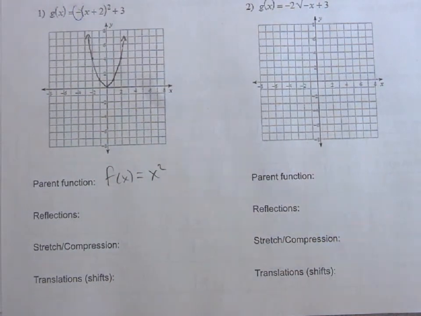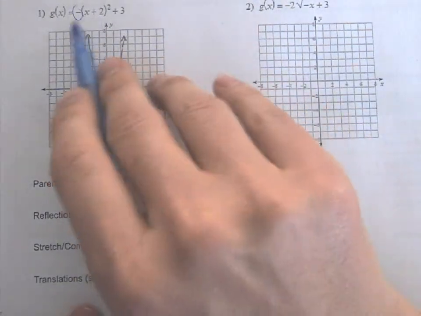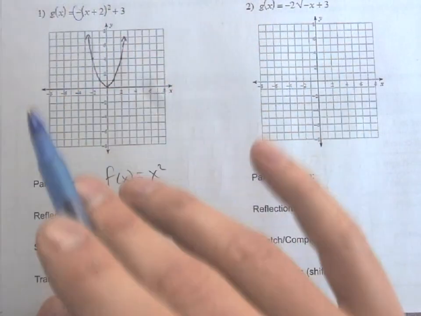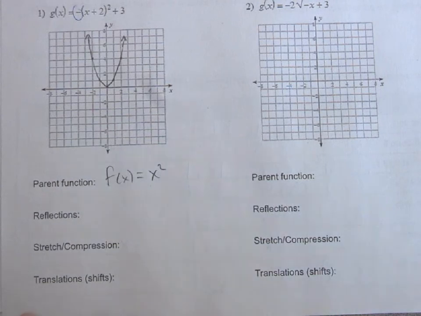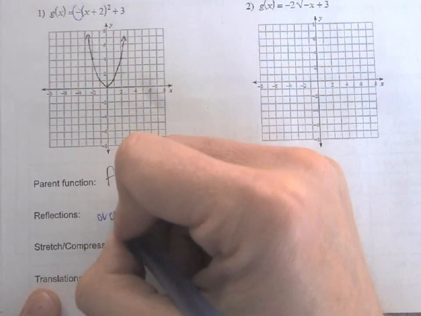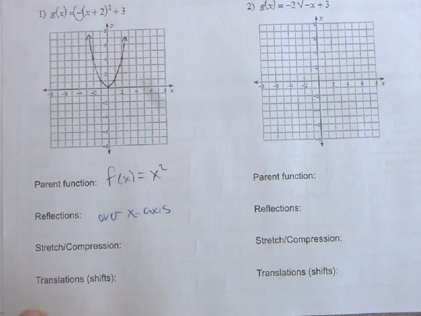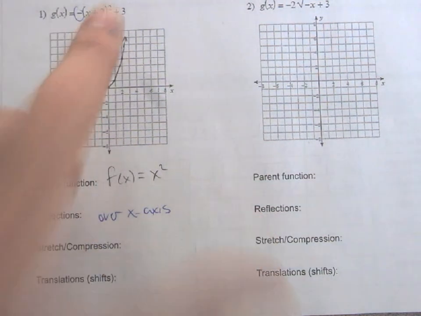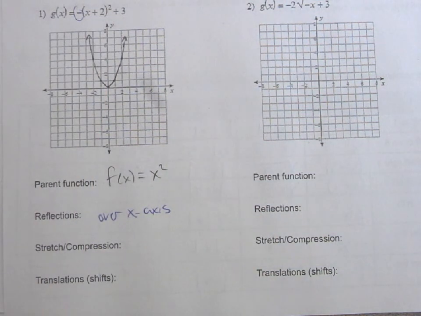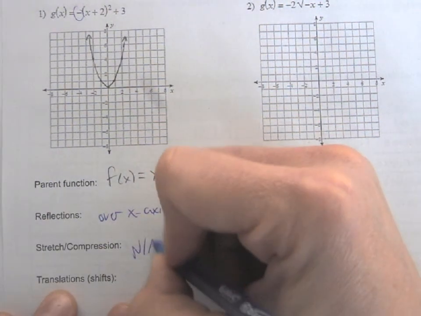Okay, so what does this negative do? Well, it's on the outside. It's not on the inside. It happens after the square. And so this is going to be a reflection over the x-axis. There are no stretches or compressions because we're not multiplying x by anything or multiplying x squared by anything. So that's not applicable here.